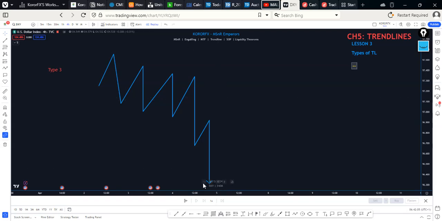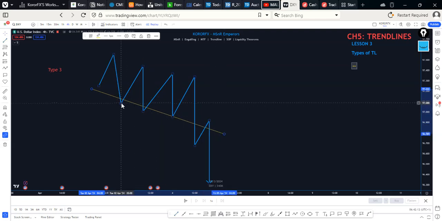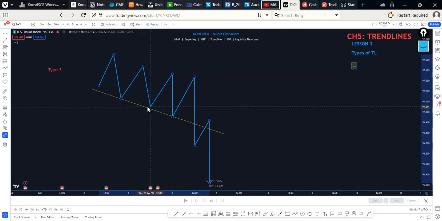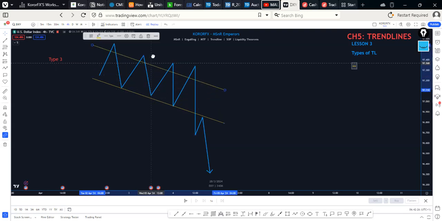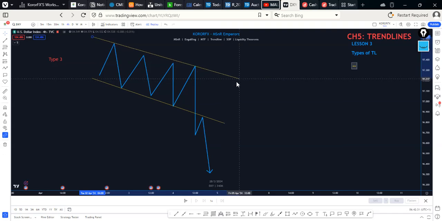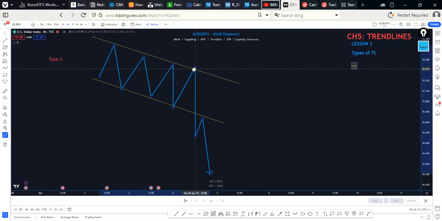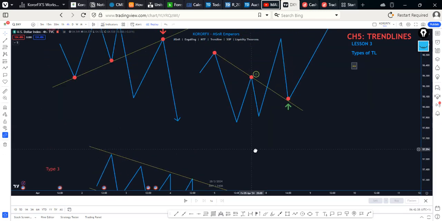This type of trend line is also called a ranging trend line. For example, price is really ranging in a falling ranging zone, and then breaks, then retests. So this type of trend line is also called type 3. We break and retest the ranging zone. That's another type of trend line.